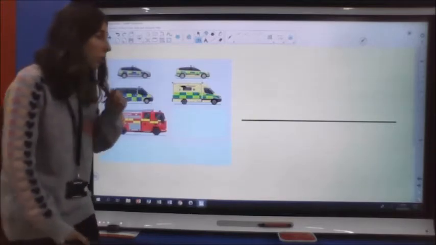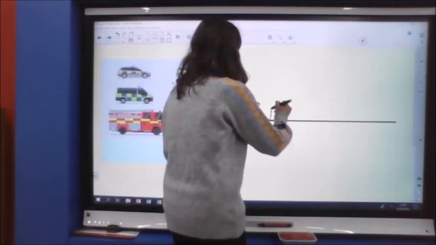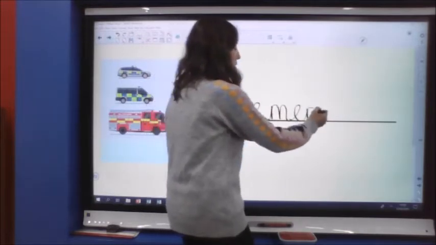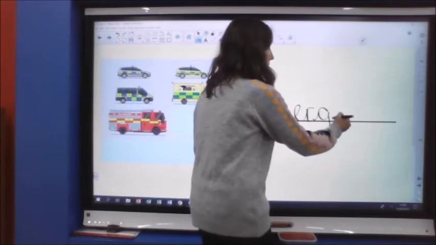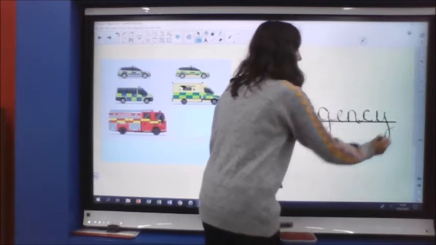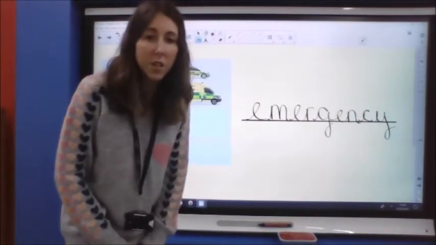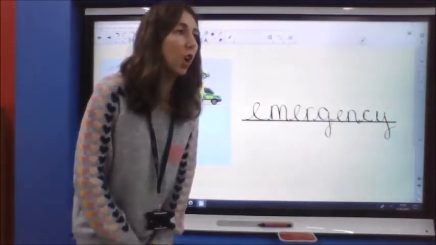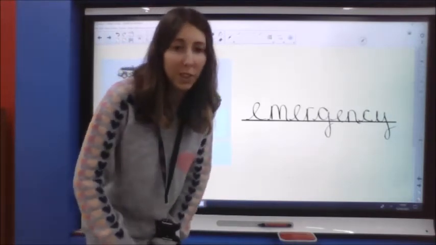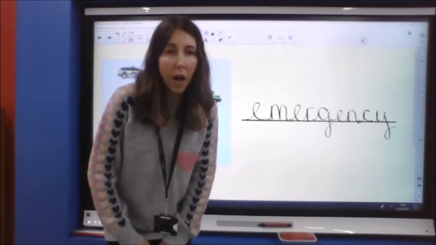I'm going to write it, so if you need longer, give it a pause. E on its own to make the E sound. Emer, E, mer, J, N, C. Oh, that was a long one. Emergency. 1, 2, 3, 4, 5, 6, 7, 8, 9 letters. Well done if you got that one and spelt it correctly. And well done if you gave it a really good go, because I thought that was a really, really hard one. Okay, so we've had a practice at reading and spelling some of our words.